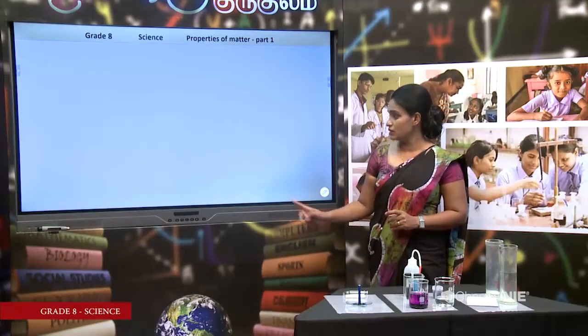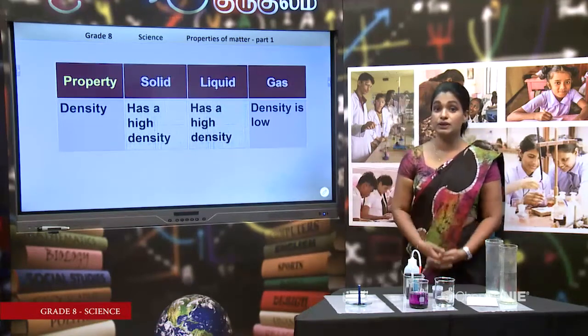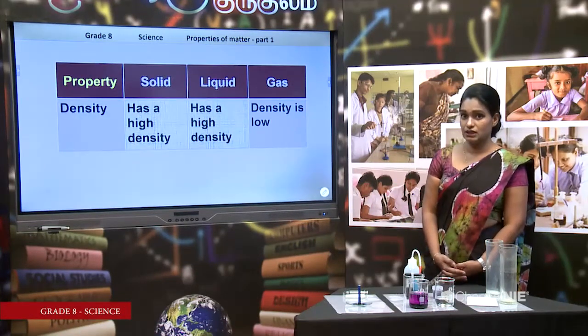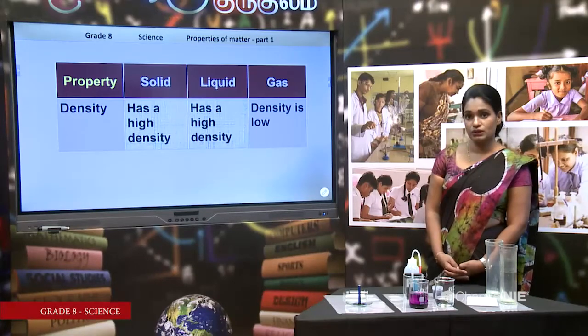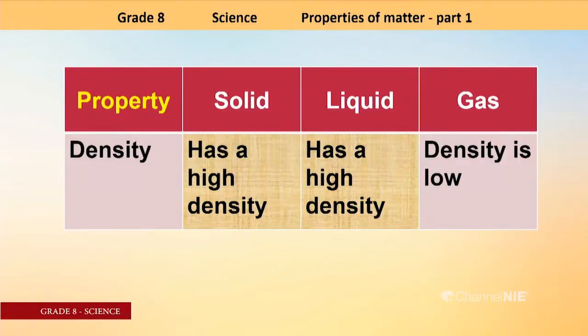Then the next one, here we are going to talk about the density. Density means, you know, somewhat of a hardness property. We are talking about the hardness of something. So, a solid has a high density, you know that solid has the highest density. Then the liquid has a somewhat lower density than a solid, but still it has a high density. Then at last gas, you know gas density is very low.